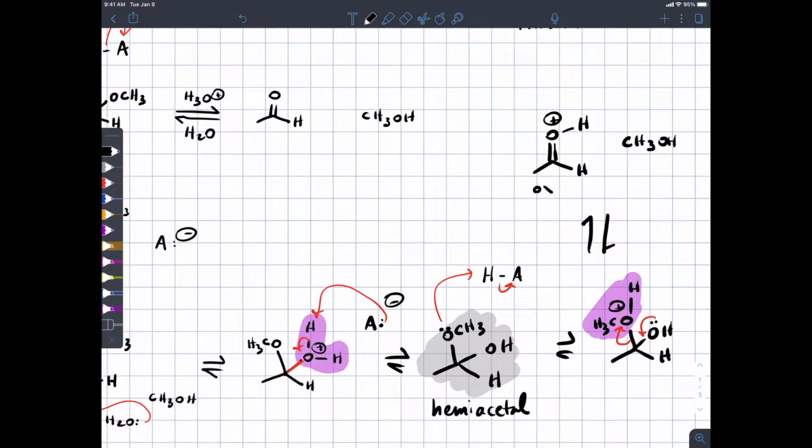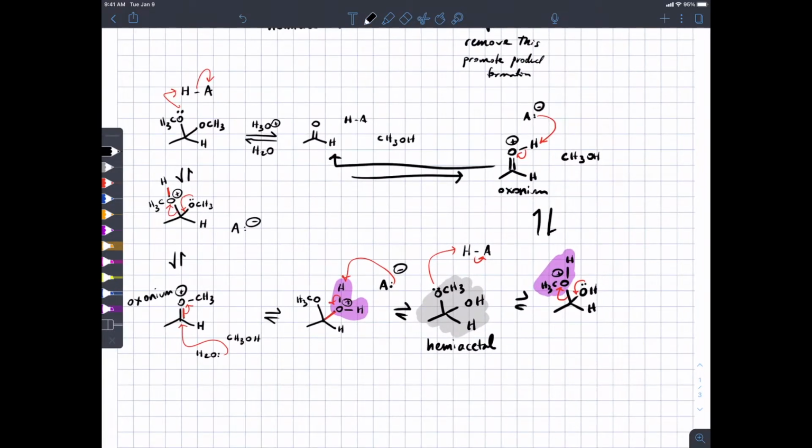behind is this oxonium ion that is only different from the aldehyde in the presence of that proton on the carbonyl oxygen. And we can get back to the aldehyde by regenerating our acid catalyst by removing the proton on that oxonium ion.